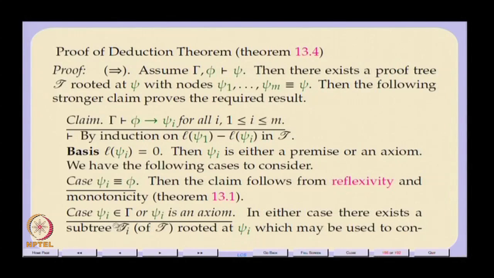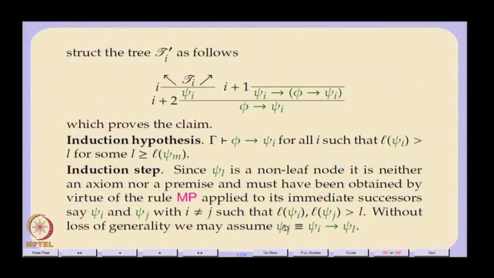Corresponding to each psi I, there is a subtree of the original proof tree, which I will call Ti. This Ti is rooted at psi I. Now I am going to construct another proof tree Ti prime using this proof tree Ti. This whole thing is the proof tree Ti, at some step I or I prime if you like.